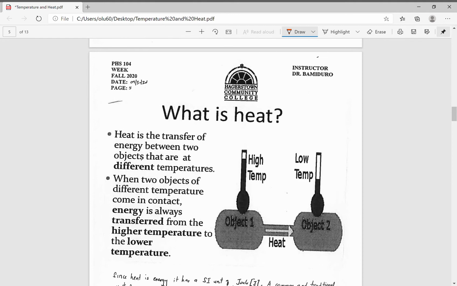So heat, as I said before, is nothing more than a transfer of energy between two objects that are at different temperatures. Okay, so if object 1 has a high temperature and it comes in contact with object 2, of course a lot of that heat from object 1 will be transferred to object 2 that has a low temperature. Because again, these two items want to at least reach some kind of equilibrium. Okay.